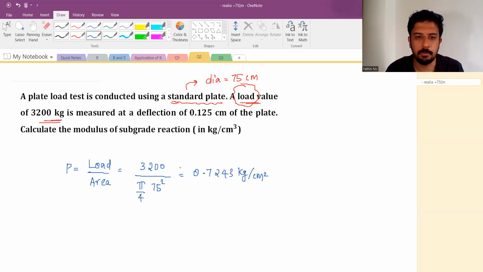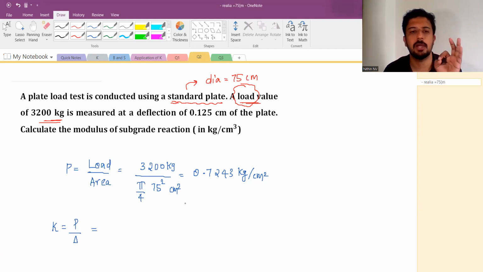So the unit is very, very important. Load is in kg, 75 is in centimeter, so we are squaring it, so centimeter square we will get. Actually, this stress value you don't have to calculate separately. We don't require this value, no? Because we require the pressure by delta. So directly you can do the calculation, and once you obtain this value, no need to note it down.